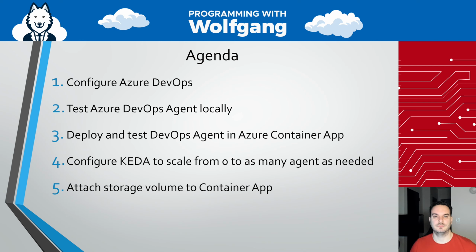So the plan for today is we are going to configure the Azure DevOps Server so we can run our own agent. Then we're going to test the agent locally. If this works, we're going to deploy it to Azure Container Apps. Then we're going to configure KEDA, the Kubernetes event-driven architecture, and this will allow us to scale our agents based on the pipelines. So for example, if no pipeline is running, we don't have any container running, and therefore we also don't pay anything.